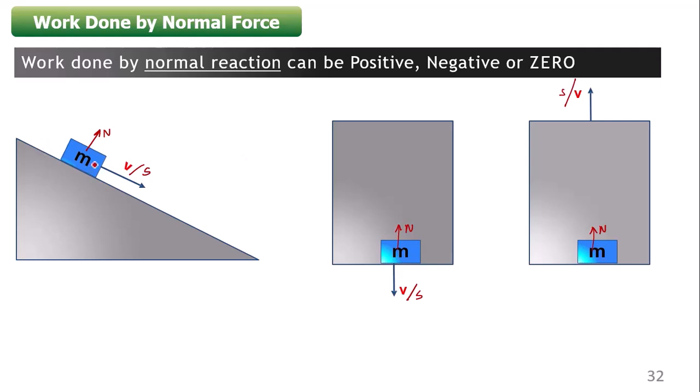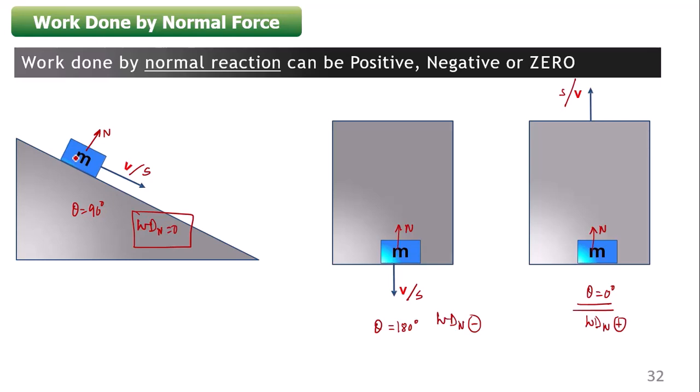In the first case, theta is 90 degrees. Here theta becomes 150 degrees. Here theta becomes 0 degrees. So here work done by normal is positive. Here work done by normal is negative. Here work done by normal is zero. Again, there are three possibilities: the work done by the normal may be positive, may be negative, may be zero.